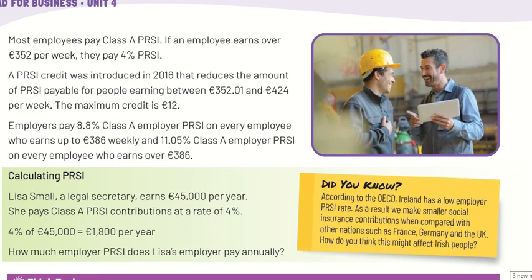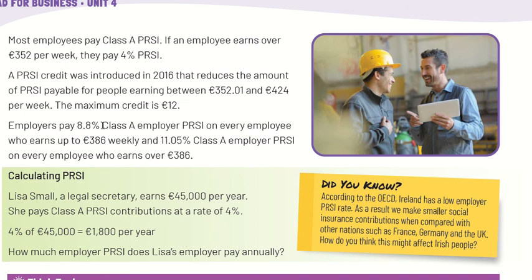Okay, the last bit is to learn how to calculate it, and then I'll give you some questions. So here's an example. There are different classes. The normal class is Class A PRSI. Employees who earn over 352 per week pay 4%, so most people pay 4%. There is a credit for anyone who earns a certain amount. Between 352 and 425 per week, they get a credit. That's staged, but for simplicity we'll go with 12 as the max.